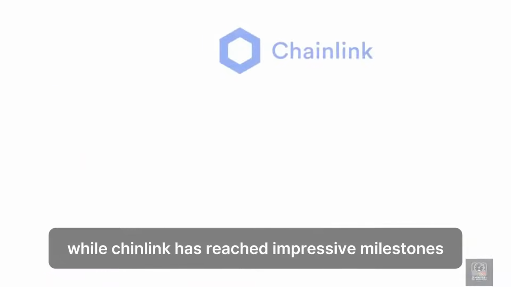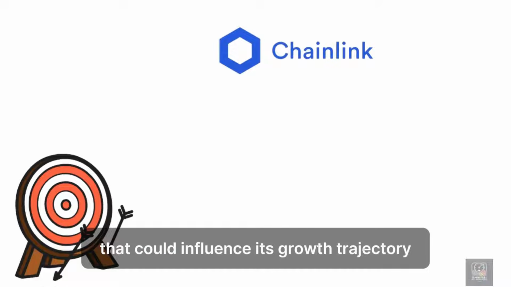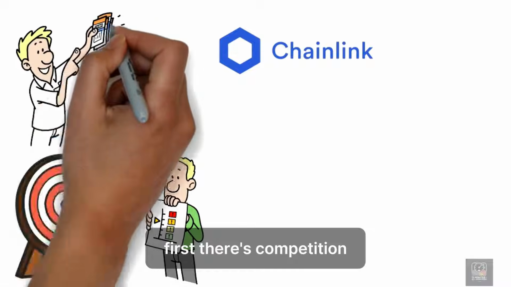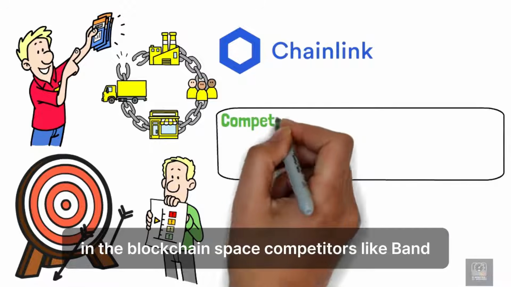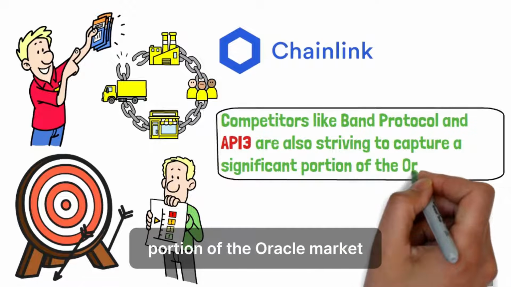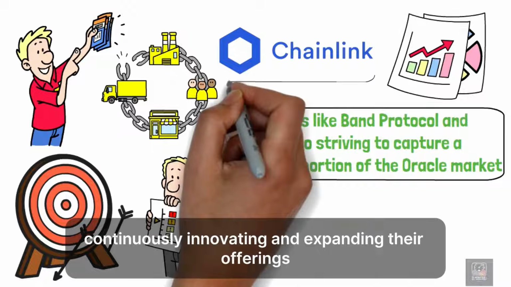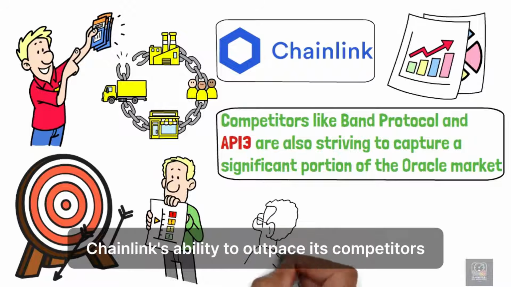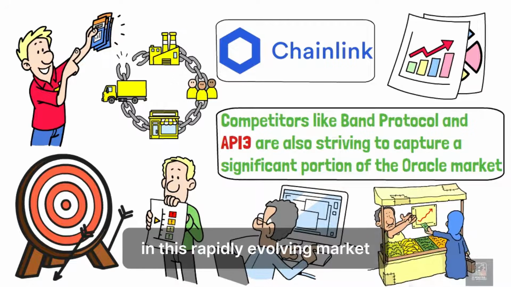While Chainlink has reached impressive milestones, it faces a set of challenges that could influence its growth trajectory. Let's delve into these obstacles in greater detail. First, there's competition. Chainlink isn't the sole Oracle solution in the blockchain space. Competitors like Band Protocol and API3 are also striving to capture a significant portion of the Oracle market. These rivals are continuously innovating and expanding their offerings, which pushes Chainlink to remain at the forefront of technological advancements. Chainlink's ability to outpace its competitors will determine its dominance in this rapidly evolving market.